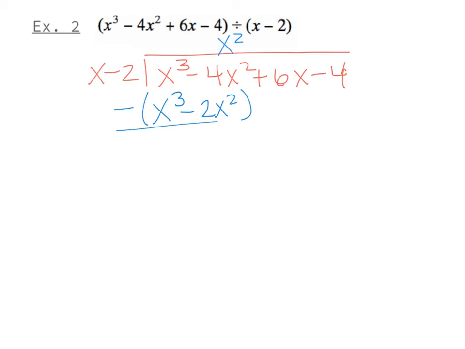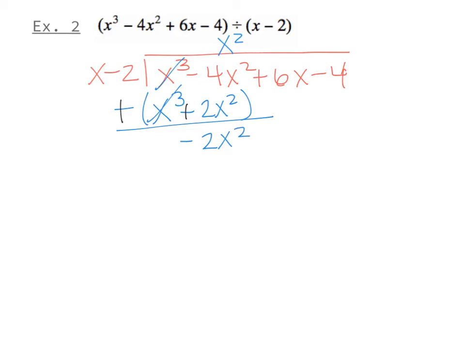Again, parentheses and a minus. You always want that first term to cancel. These two will cancel. x cubed minus x cubed is 0. So I have negative 4x squared, minus and a minus gives me a positive. So negative 4 plus 2 gives me negative 2x squared.